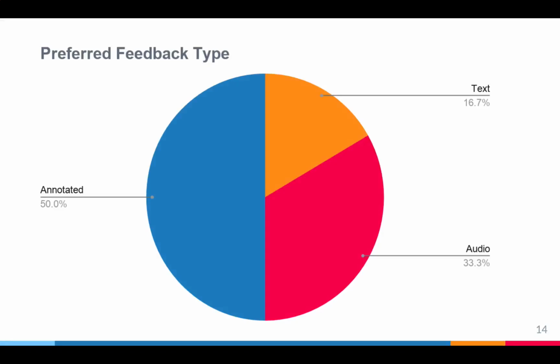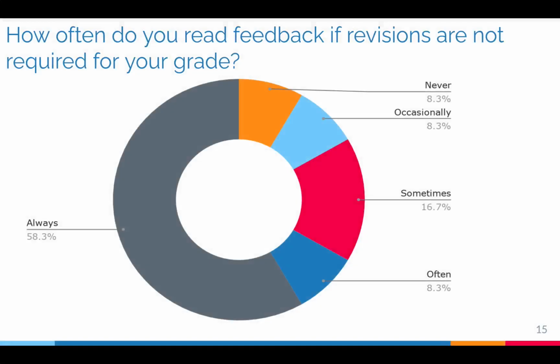Preferred feedback type, so 50% of students prefer annotated feedback. So for example, in the Canvas learning management system, you can put comments directly on a submitted document. 33% prefer audio, and 16.7% prefer text. So for example, just a summary comment on the assignment, which really stood out to me.